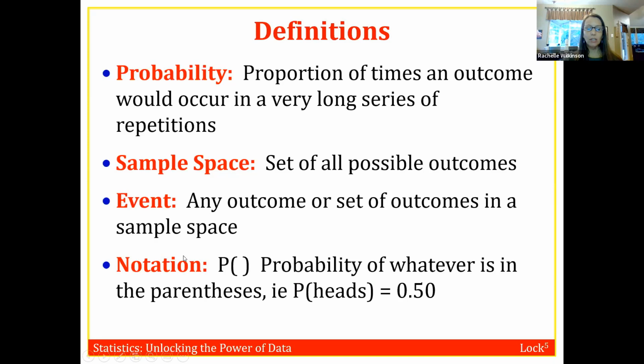And the notation that we're going to use for probability is a capital P with parentheses. In the parentheses, you write whatever it is you're looking for the probability of. So for example, if you want to know the probability of flipping heads, then you'd put P, and then in parentheses you put heads, and whatever that's equal to. Of course, the probability of flipping heads is about 50-50, so 0.50.